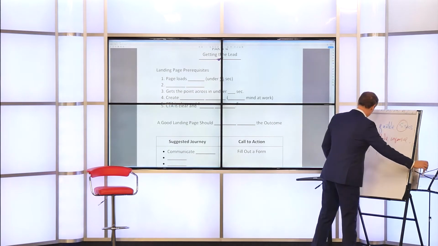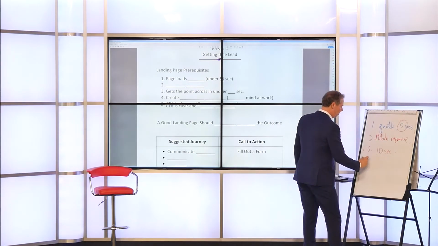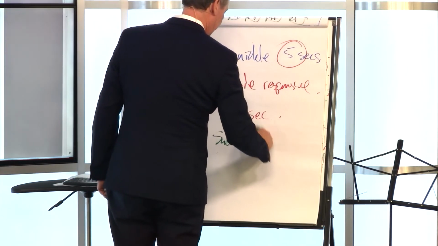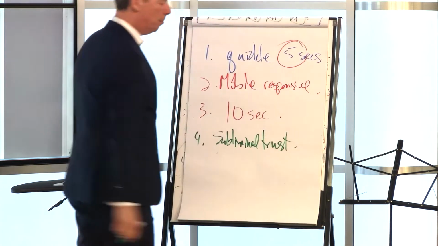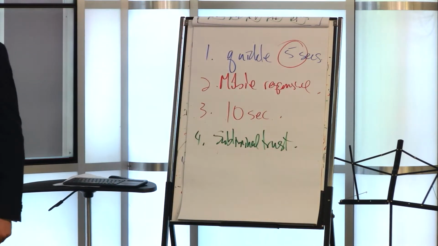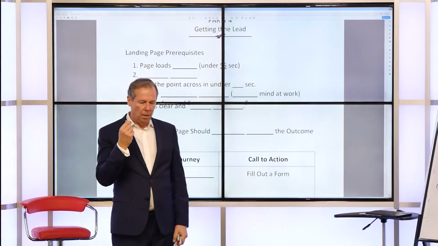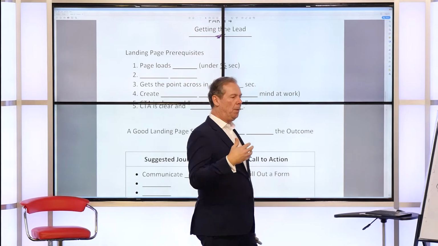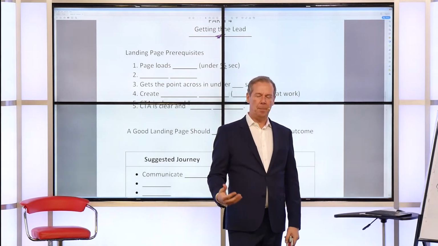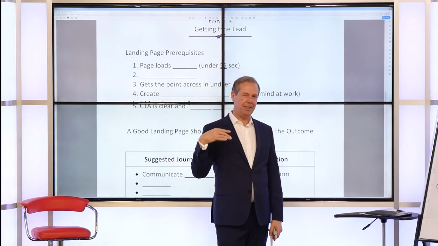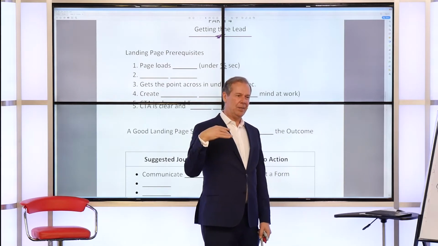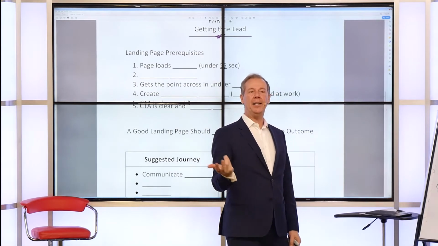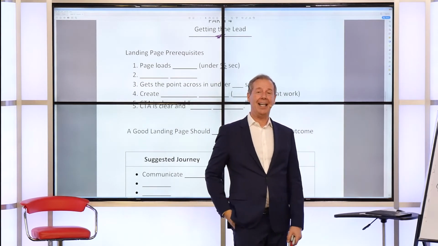Number 4, and I love this one, you have to create subliminal trust. Now, the explanation of subliminal trust is this. People will perceive the information, but how they psychologically filter it is what I call subliminal trust. Is there an underlying feeling that I can trust the information that I'm getting?